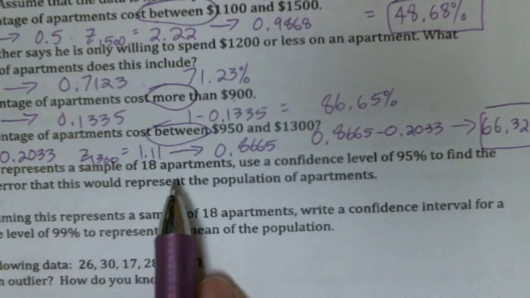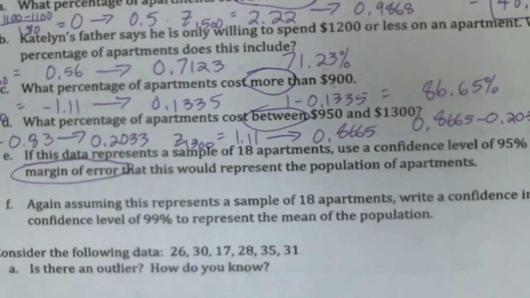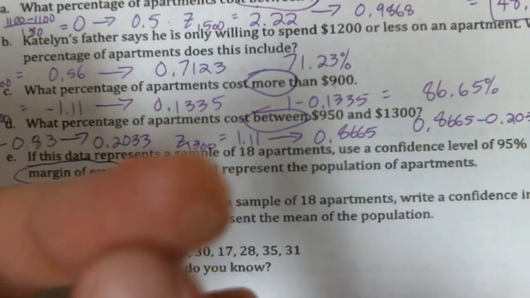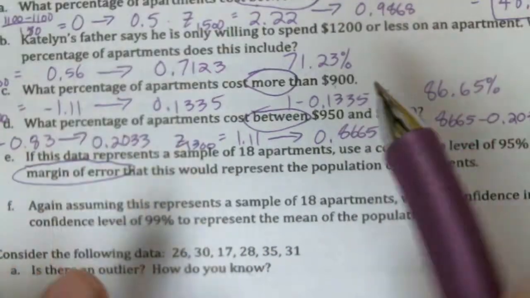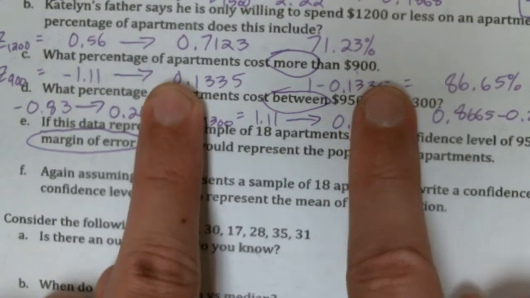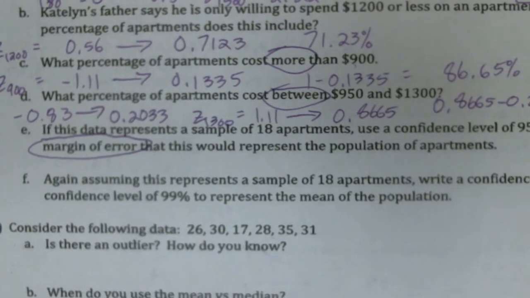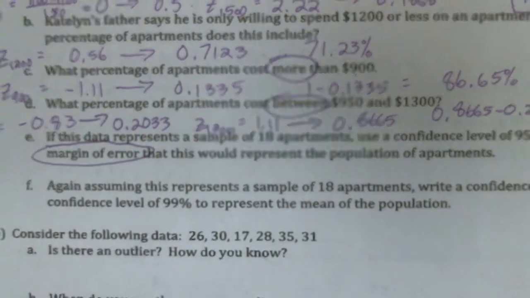If this data represents a sample of 18 apartments, use a confidence level of 95% to find the margin of error, guys. So with the margin of error and confidence intervals, there are only 2 things you're going to do. You're either going to find the margin of error, that's the first thing. And then they're going to ask you for a confidence interval, and you're going to take that margin of error and add it and subtract it from the average to get your interval. I want to say my data is between this point and this point. Remember, I'm trying to find the unknown population mean. I don't know what it is, but I'm going to use a confidence level to say I'm 95% confident that the actual true average based on my little sample is somewhere between him and him. Okay, a confidence interval.